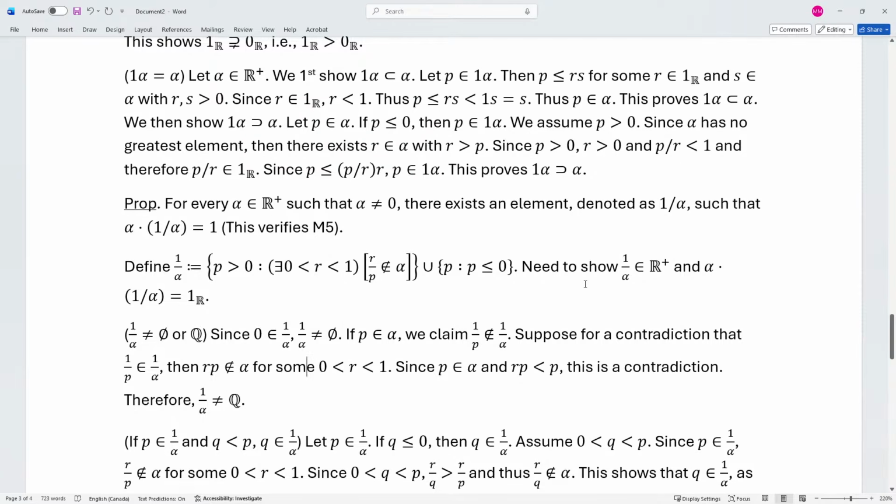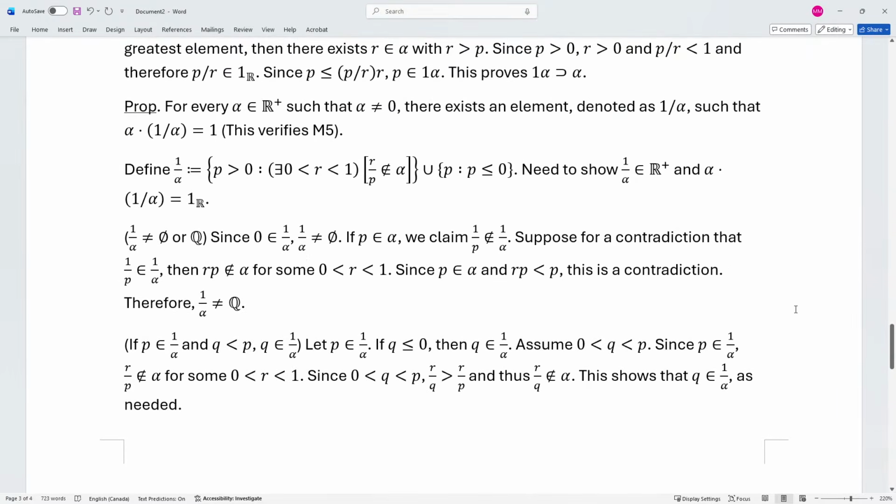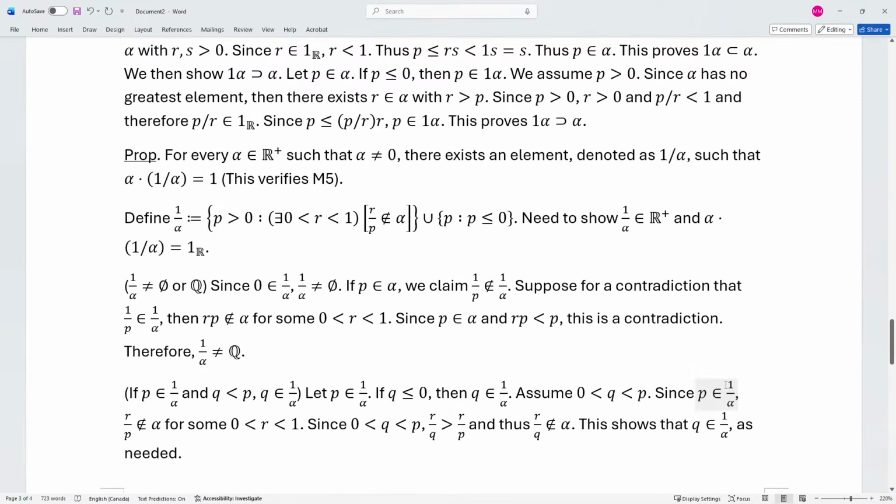What time is it now? It's 9:12. I can't stay for another 18 minutes. I'll stay until 9:30. So it looks like you can't finish, but it's okay. I was planning to finish the Dedekind cut today, but it's all right. Things happen.